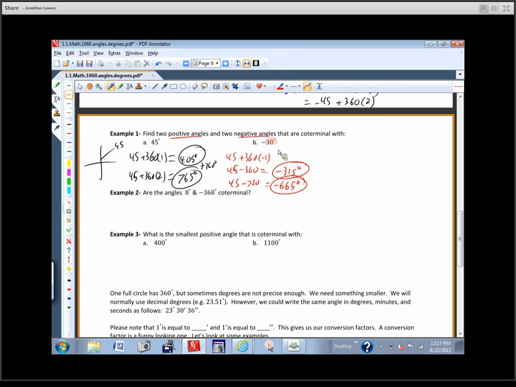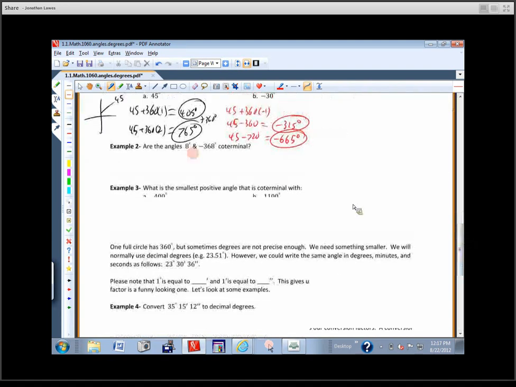Okay, you do this problem exactly the same way. So you're going to take this and you're going to add 360, then add 360 again. That'll give you two positive ones. Then you're going to subtract 360 and subtract 360. That'll give you two more negative ones. Everybody okay with coterminal? Sure? Okay. All right, let's take a look at the next problem.